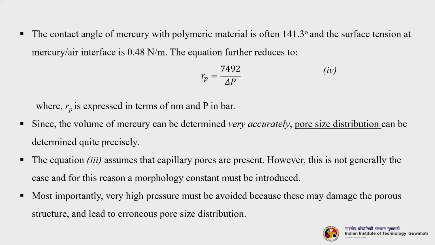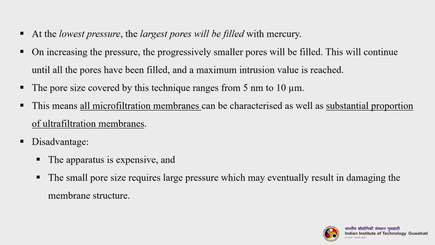So, the equation assumes that capillary pores are present. However, this is not generally the case, and for this reason a morphology constant also must be introduced. Most importantly, very high pressure must be avoided because it may damage the porous structure and lead to erroneous pore size distribution. To push the mercury inside the smallest pores, you need to apply very high pressure. Certain times it happens that if the membrane is very thin, then the membrane will rupture. At the lowest pressure the largest pores will be filled. On increasing the pressure the progressively smaller pores will be filled. This will continue until all the pores have been filled and a maximum intrusion value is reached.